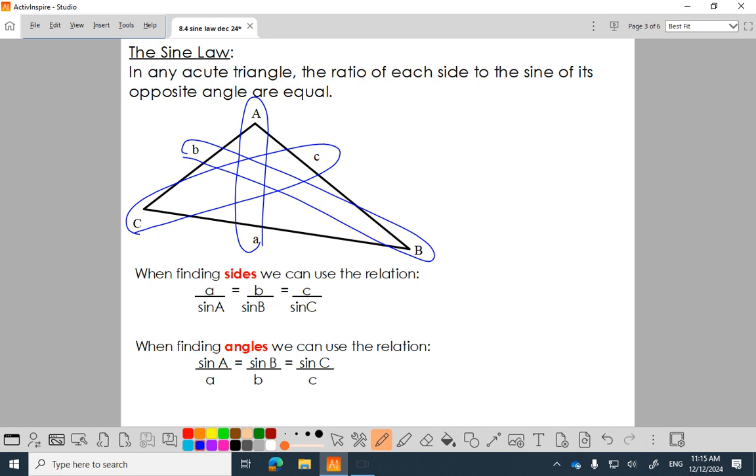When we did similar triangles, if you were like, oh, why did we do this, it's so annoying, we did write the ratios of the three sides. However, all you needed to use was one complete ratio.